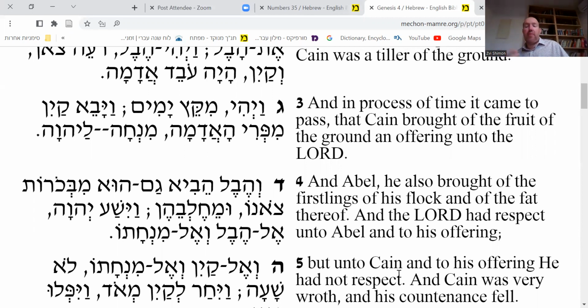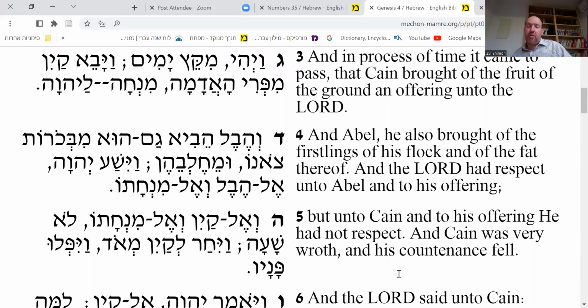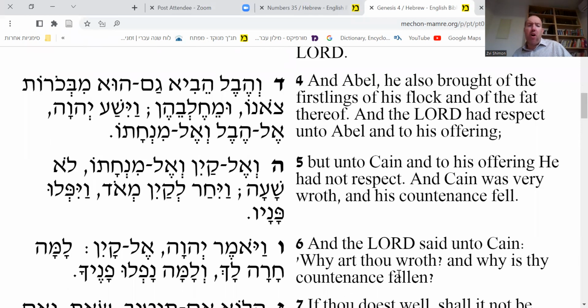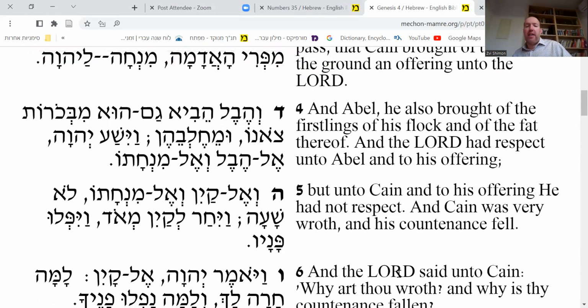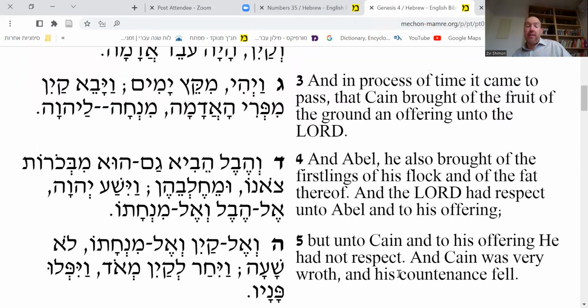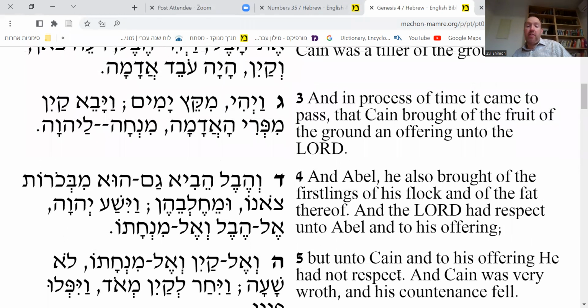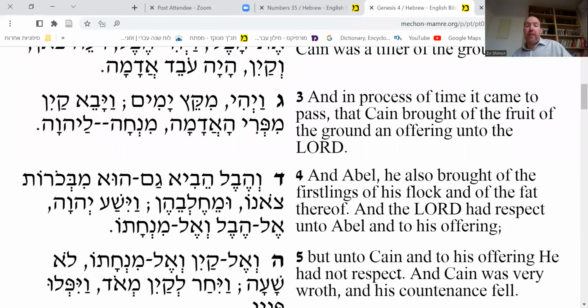So that's the fourth example of tension. Here, obviously, the contrast between God's reaction to the different offerings. And the outcome of this is Cain's response. And Cain was very wroth, very angered, right, and hurt by this, and his countenance fell. Basically, he was depressed and felt very down as a consequence of his offering not being accepted.